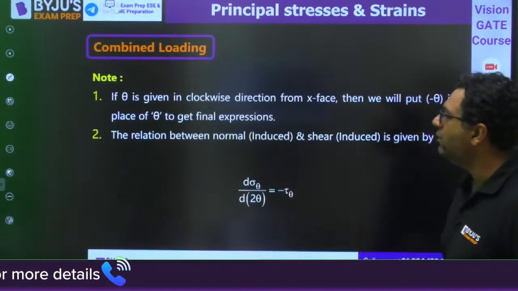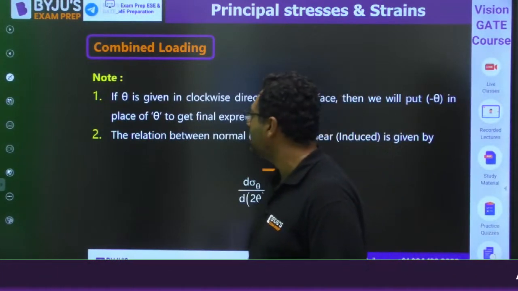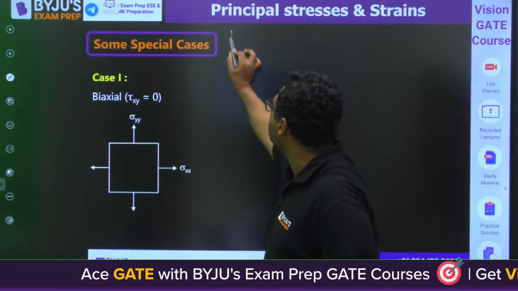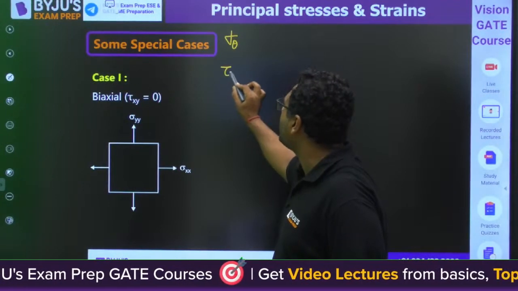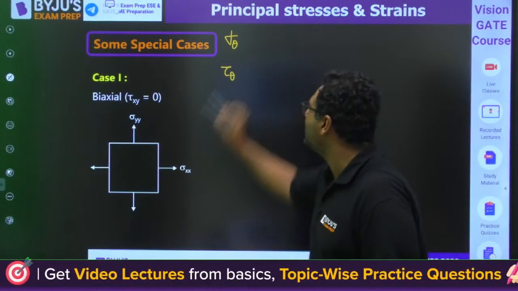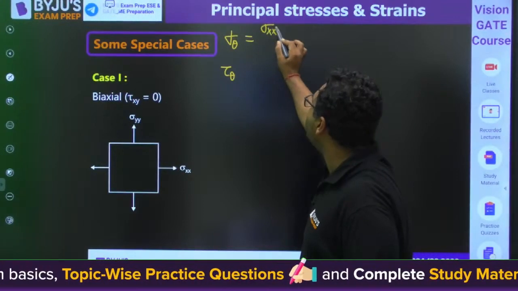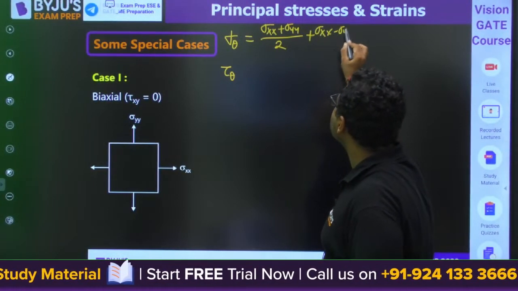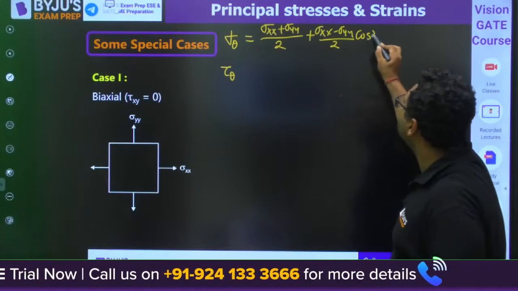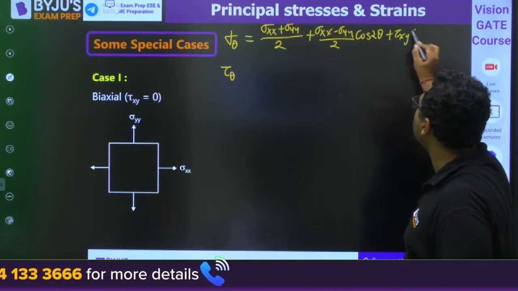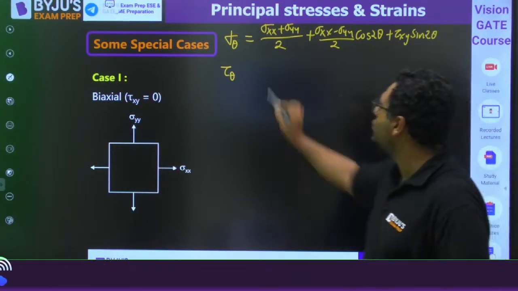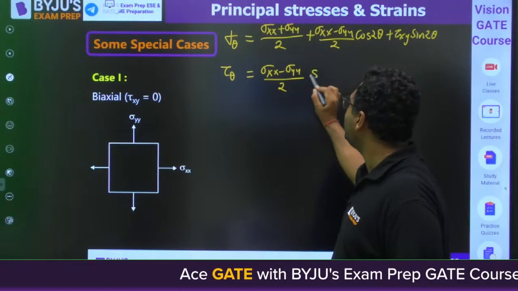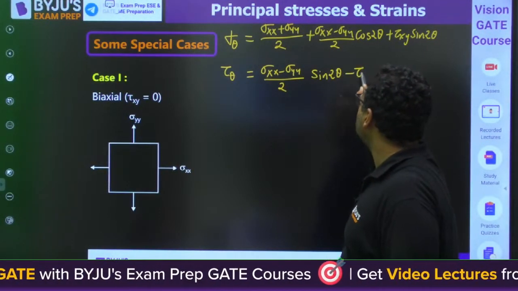Then my dear, after that we will be talking about the next case. We have derived the relation for sigma theta and tau theta for combined loading. So whatever we get for sigma theta and tau theta for combined loading, you can use for other cases as well. Like sigma theta is sigma xx plus sigma yy by 2 plus sigma xx minus sigma yy by 2 cos 2 theta plus tau xy sin 2 theta. This is the first equation we understood. Tau theta is sigma xx minus sigma yy by 2 sin 2 theta minus tau xy cos 2 theta.